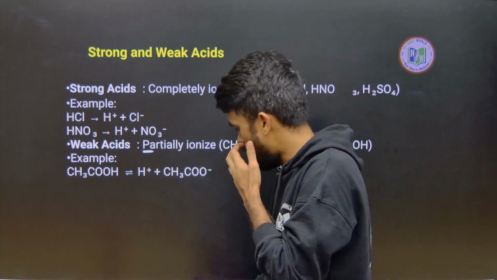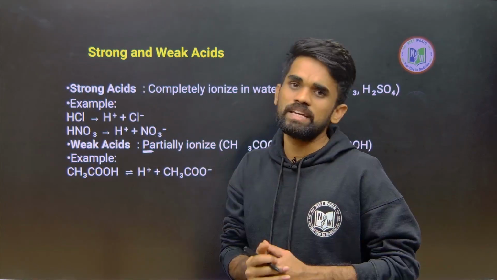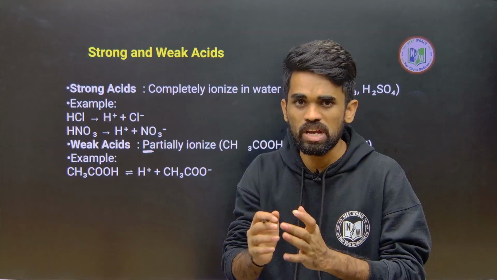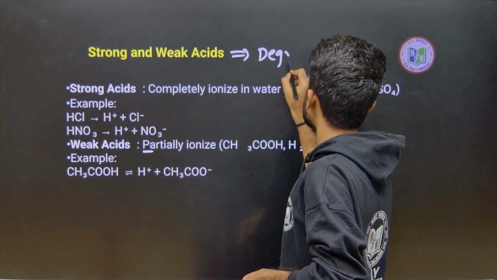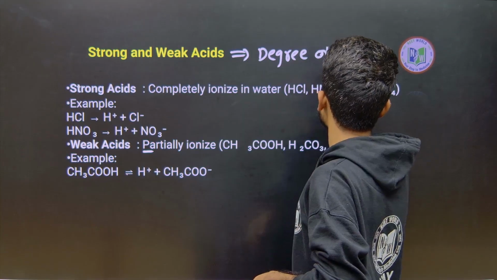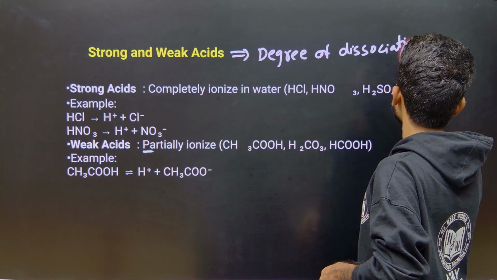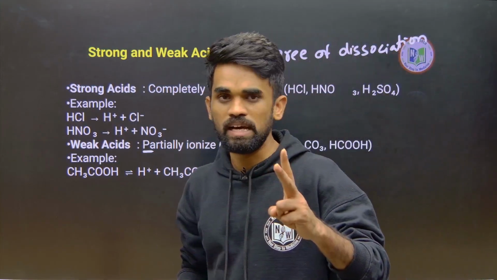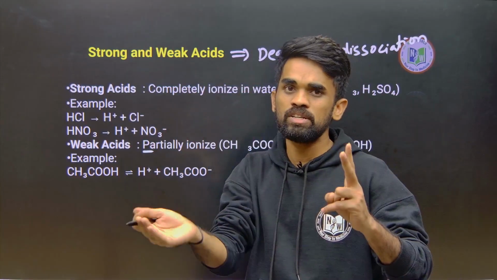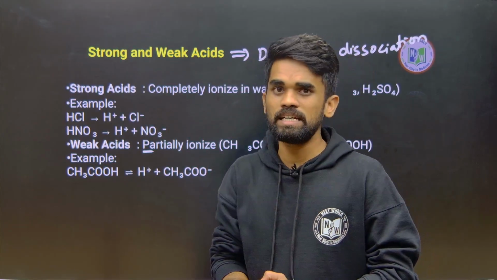Acids are classified into two types, strong acids and weak acids. How can we decide or classify this? Depending upon the degree of dissociation. What do we mean by degree of dissociation? I will explain. Similarly, bases are also classified into strong bases and weak bases. Now, what exactly is degree of dissociation?